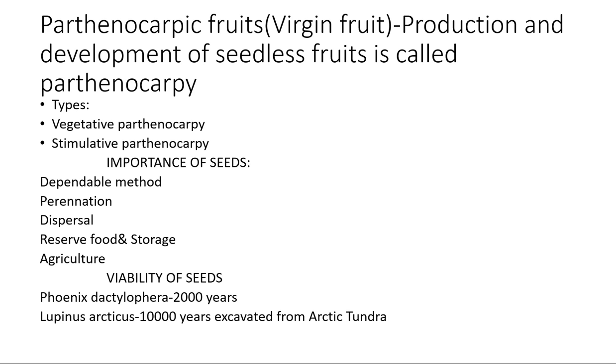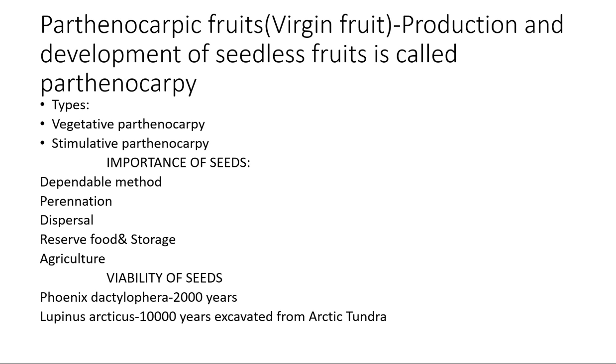Next is importance of seeds. Importance of seeds is first of all a dependable method, means unlike bryophyte and pteridophyte, pollination and fertilization of seed plants are free from requirement of water. Next, perennation. Perennation means seed is dry with dormant embryo and thick protective seed coat. It's most suitable for perennation through unfavorable periods. Means it can survive for very much time. Next is dispersal. Seeds have adaptive strategy to get dispersed to new habitats and colonies, etc.